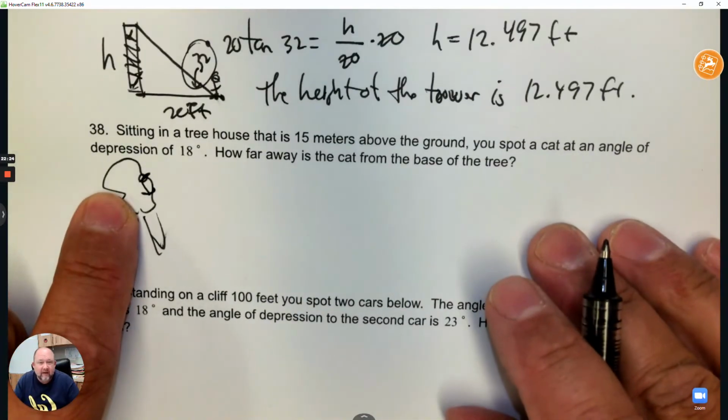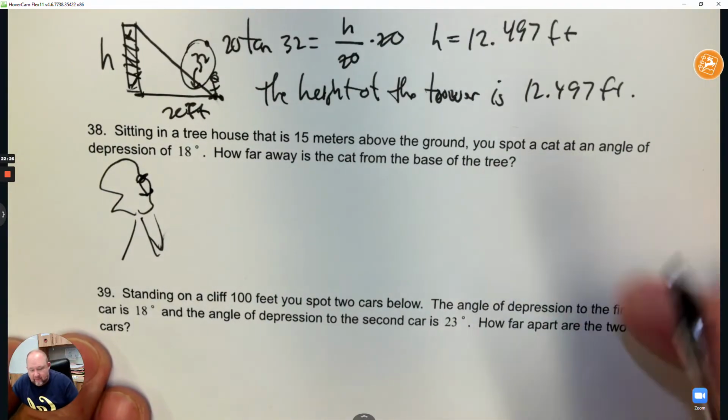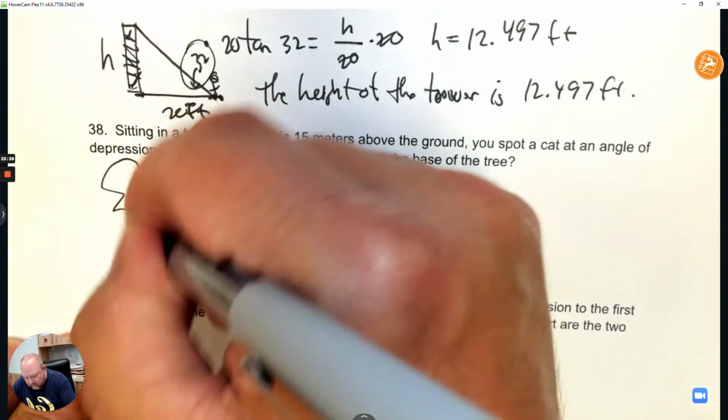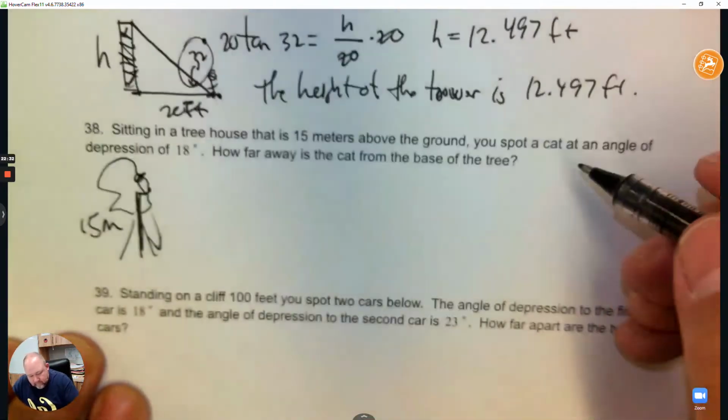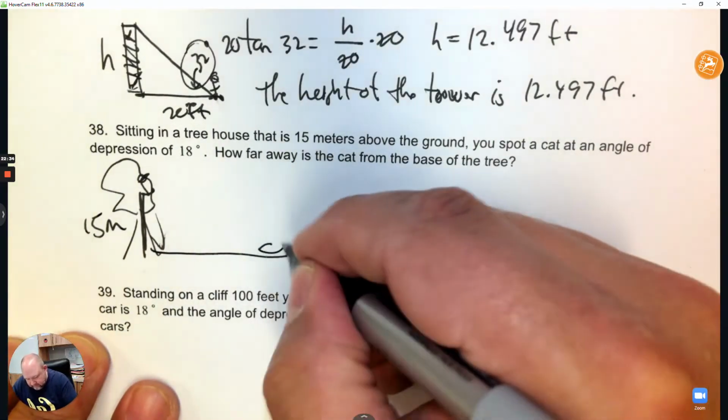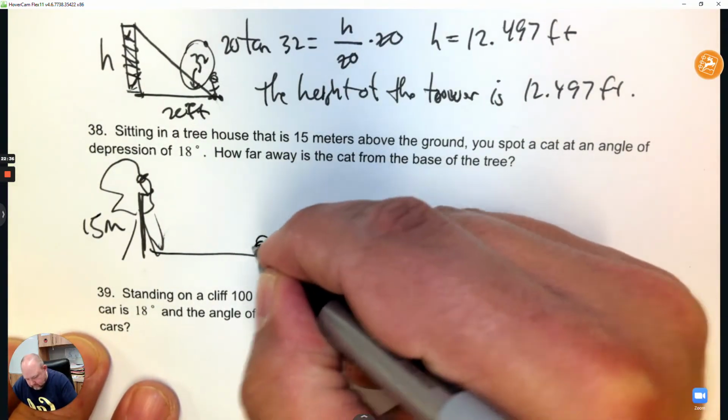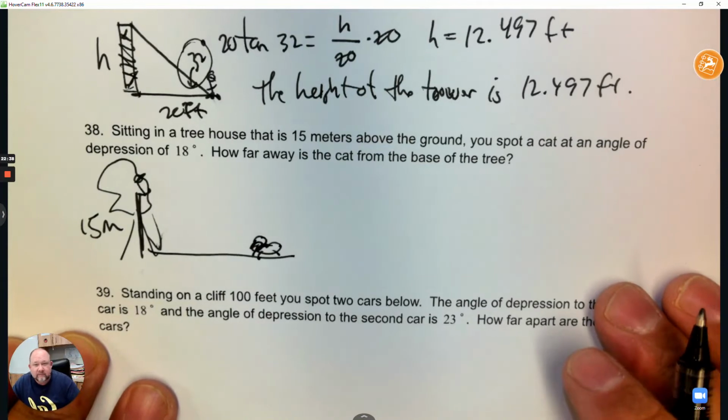So sitting in a treehouse that is 15 meters above the ground, you spot a cat on the ground, and the angle of elevation, depression, to the cat is 18 degrees. That's this angle.